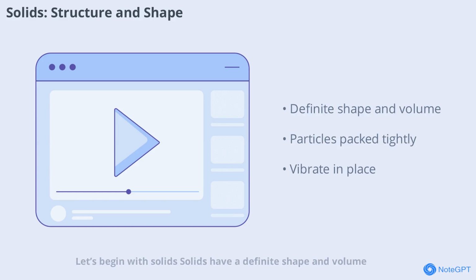Let's begin with solids. Solids have a definite shape and volume. The particles in a solid are packed closely together and vibrate in place, which is why solids keep their shape. Think of an ice cube, a rock, or a wooden block. These objects don't change shape unless you force them to. Solids are all around us, providing structure and stability to the world.